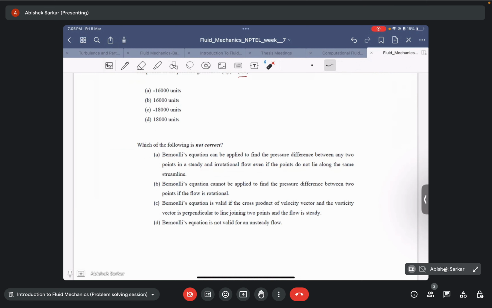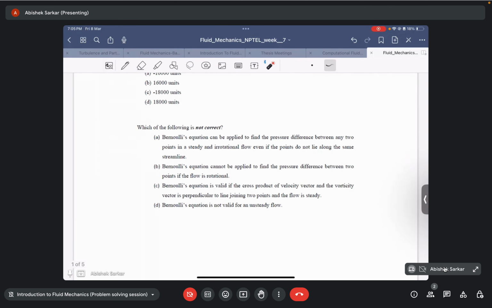Let's look into the second statement. Okay, Bernoulli's equation cannot be applied to find pressure difference between 2 points if the flow is rotational. Okay, so again this statement is not correct because it is not mentioned that the 2 points are on a streamline or not.